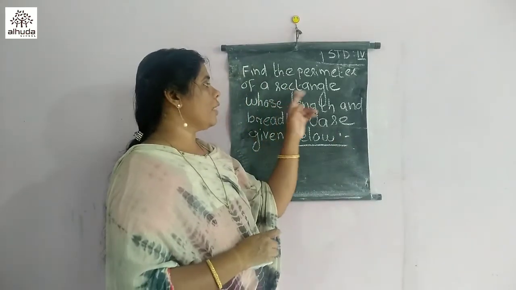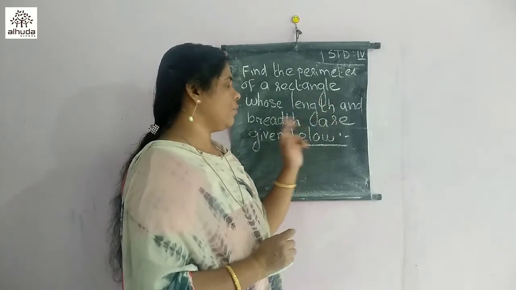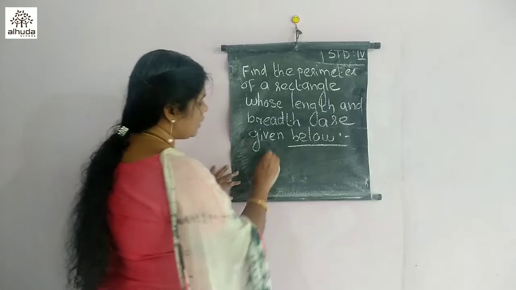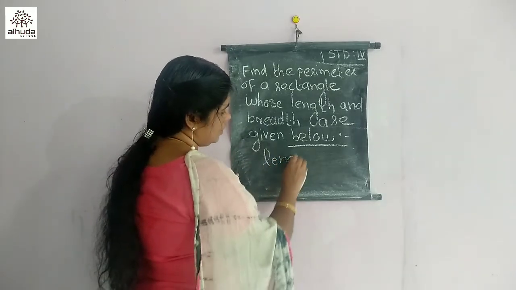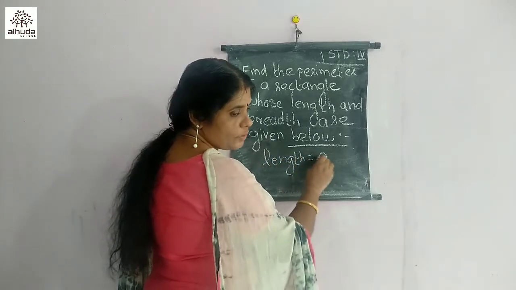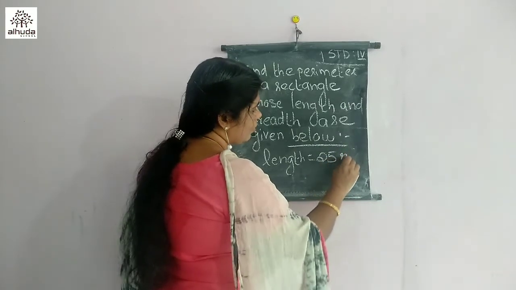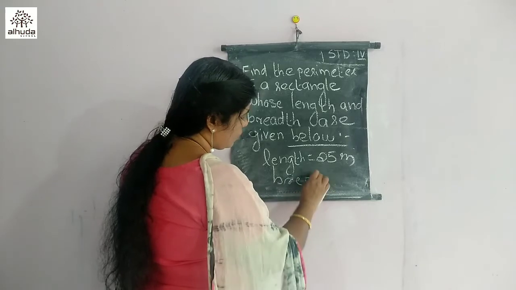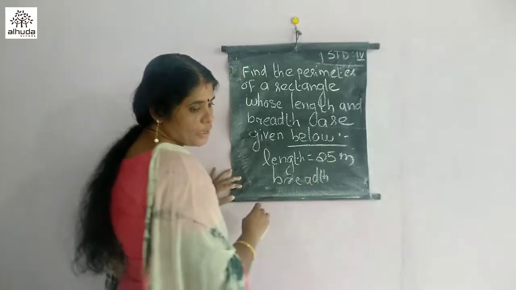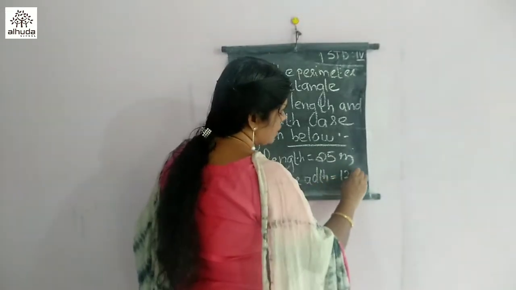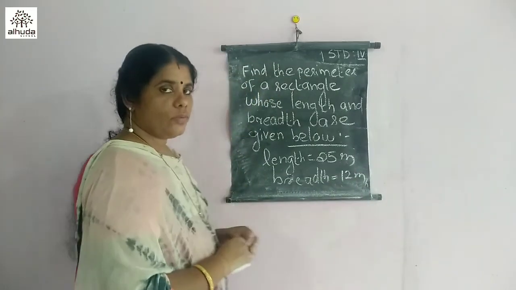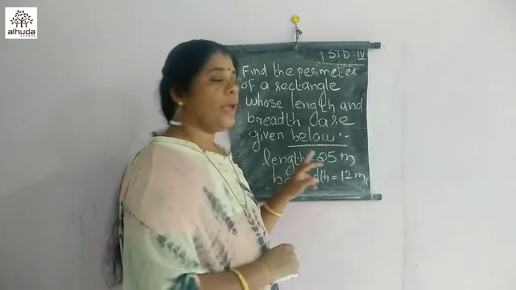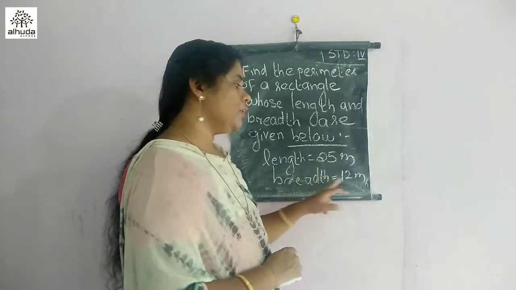Find the perimeter of a rectangle whose length and breadth are given below. One question is like this. Length 25 meter, breadth 12 meter. This is the question. So what you want to do? You should find out the perimeter of a rectangle with the length 25 meter and breadth 12 meter.